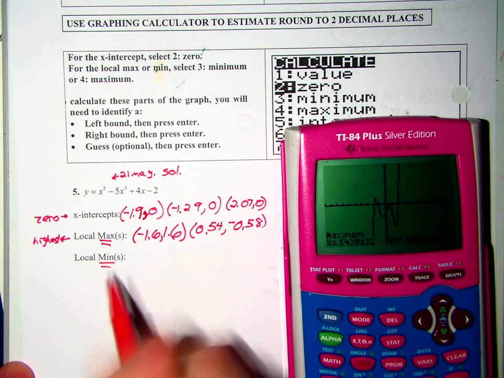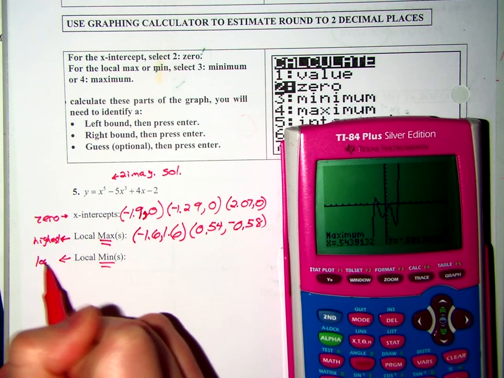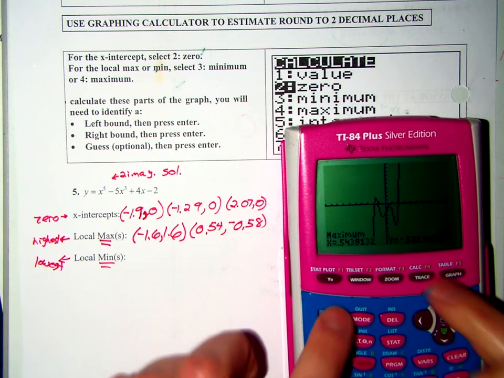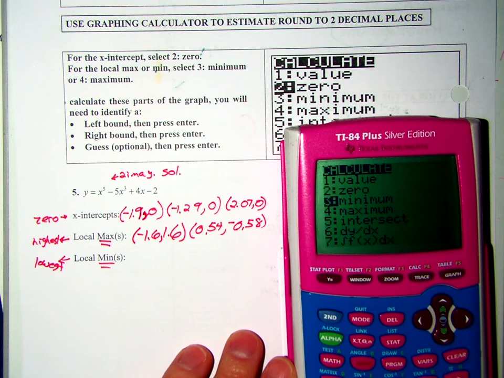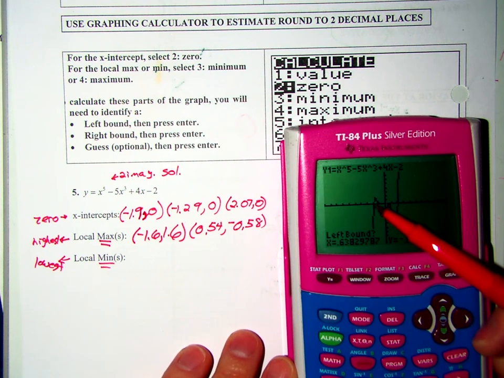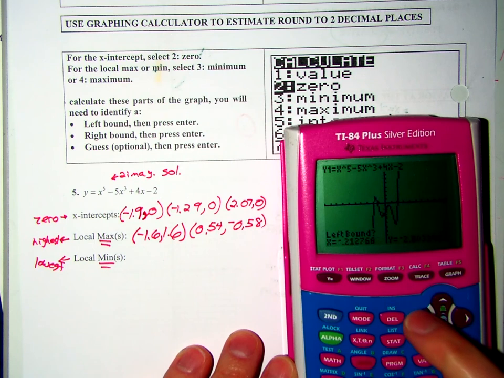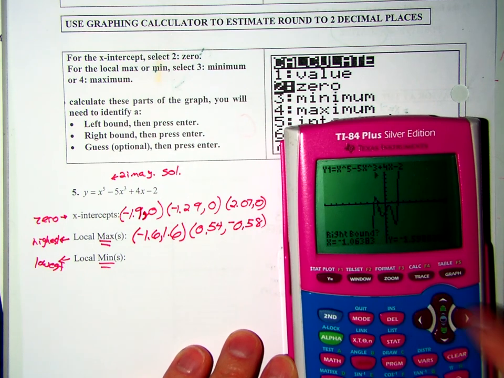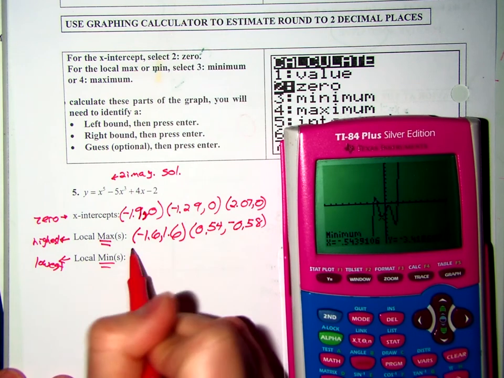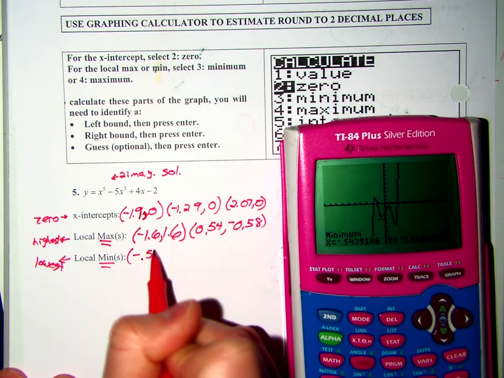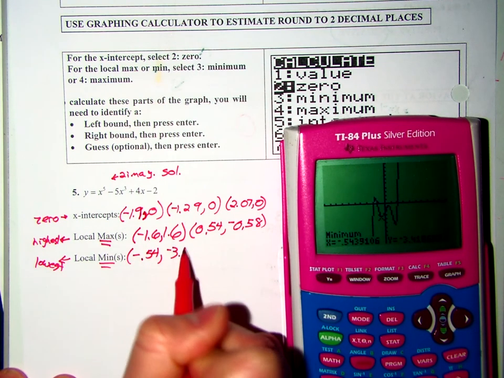Now I need to do the same thing with the minimums, so I need to find the lowest from those. So we're going to go back to calculate, but now we're calculating a minimum. So right here, it's going up, up, up, down, and it turns around. So this is a local minimum. I'm going to scroll over to where I think that is. That looks like about the minimum. So I'm going to go a few to the left, scroll back over to where I think the minimum is, and go a few to the right, and press enter. And that one was negative 0.54, comma, negative 3.4.